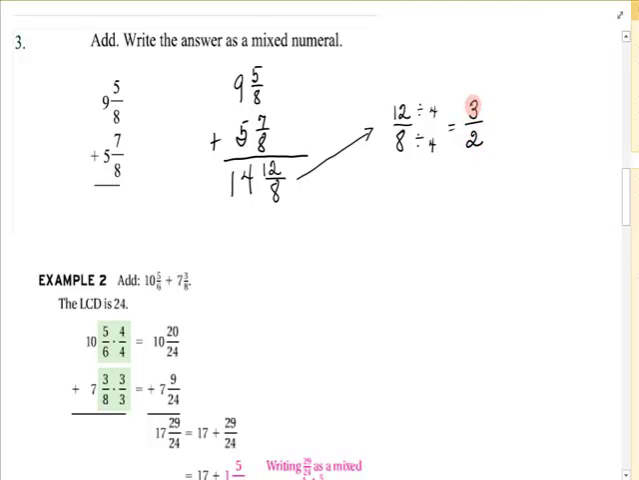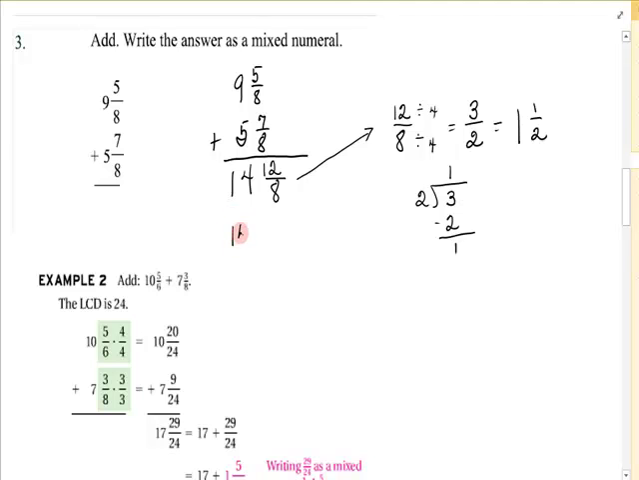Now, because it's top heavy, it's an improper fraction, I have to change it to a mixed number, so I'm going to divide 2 into 3. It goes one time. 1 times 2 is 2. Subtract for 1, that's my remainder. This is 1 and 1/2. 1 is the whole number. 1/2 is the fraction. So now let's go back to the problem.